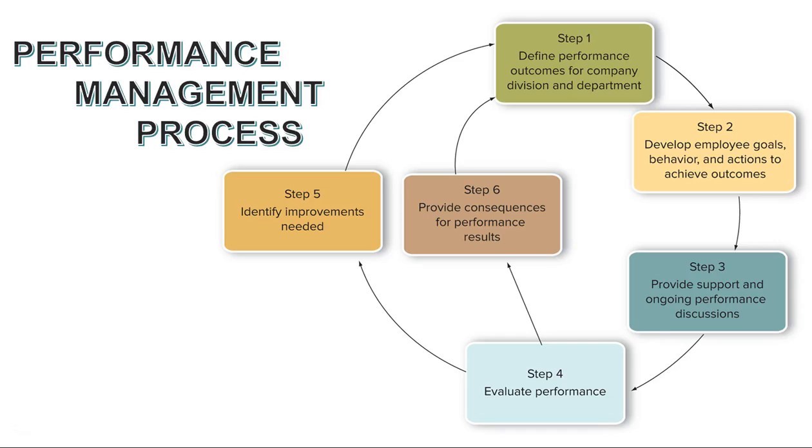Step two, we're going to develop employee goals and actions to achieve those outcomes. If the goals and actions that we are developing for employees aren't meeting our company or our organizational goals and objectives, then we're not doing it right. The third step in our performance management process is we're going to provide employees with training and necessary resources and tools, as well as some ongoing feedback between the employee and the manager. This should not be a once-a-year process. We should have ongoing feedback between us and our subordinates. That is where most organizations fail.